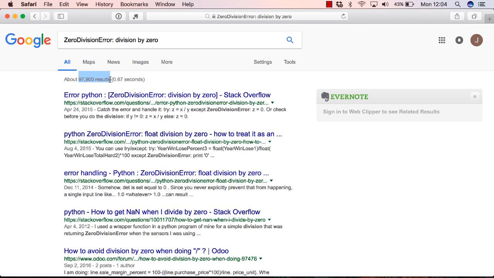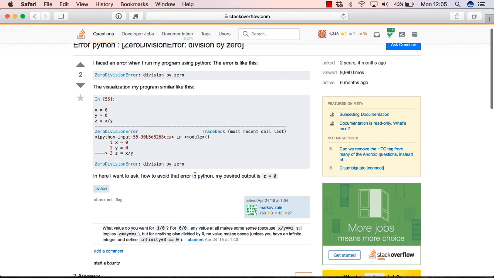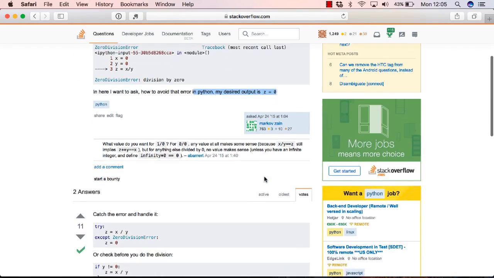And a very good question and answer website is stackoverflow.com. And almost always when you search for an error on Google, the first results will be from Stack Overflow. Someone has asked a question with this title. It says, I faced an error when I ran a program using Python. So it's the same exact error as you, like that. How to avoid that error, and it also talks about the desired output.